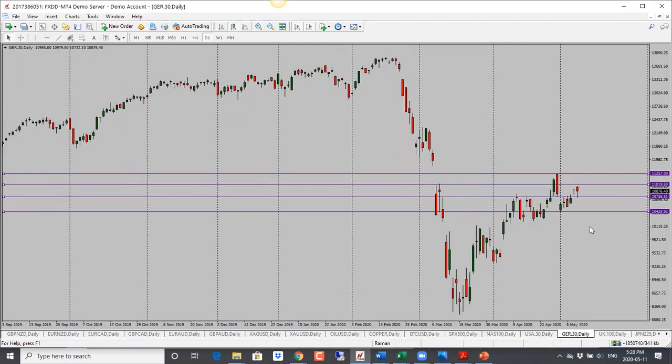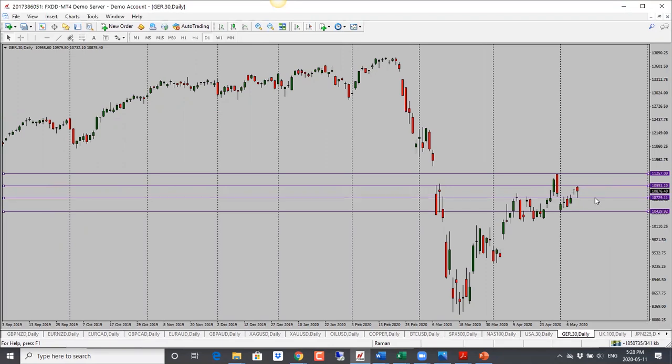DAX here, this one's looking bearish as well. We see that price held below the resistance level here. So I'm looking for a drop. First target will be the low of today, 10,720, and then below that, we're looking at 10,500. So bearish bias for DAX.